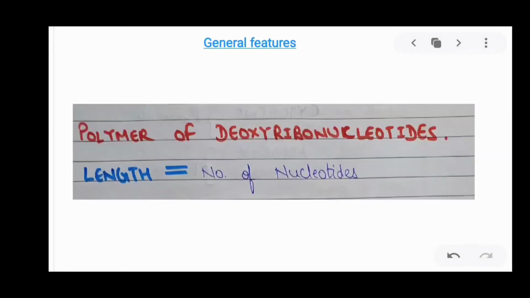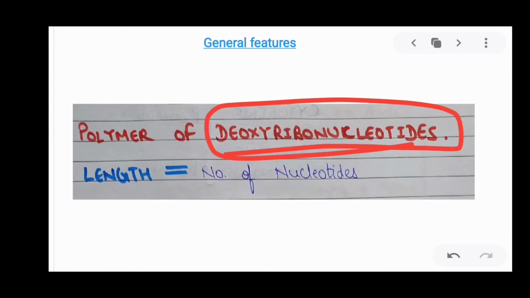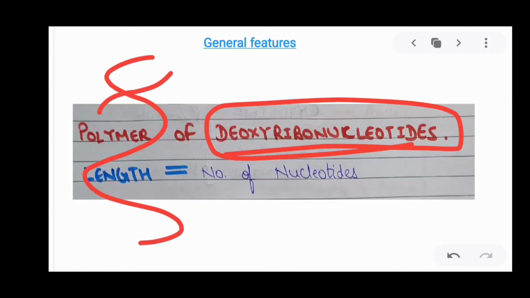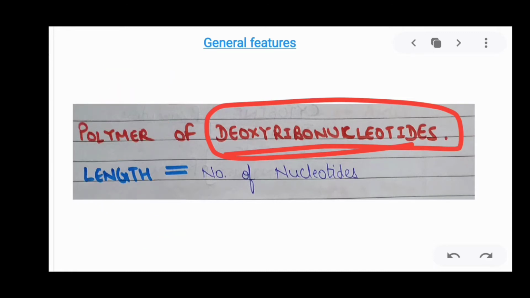So coming to the general features, the first thing is, what is DNA? DNA is basically a polymer of deoxyribonucleotides, so it's made up of deoxyribonucleotides. If we want to measure the length of the DNA, like we know that DNA has this double helix structure, then we have to see the number of nucleotides. The number of nucleotides gives us the length of the DNA.